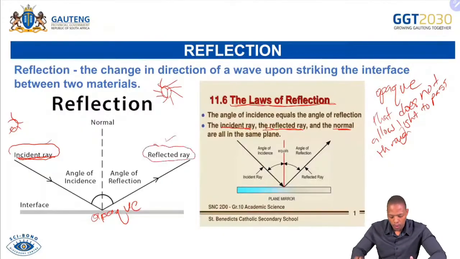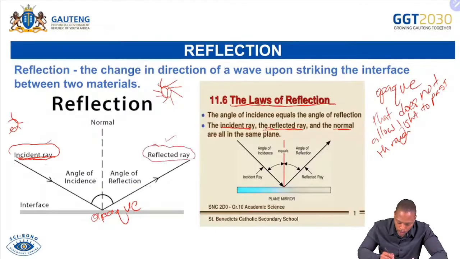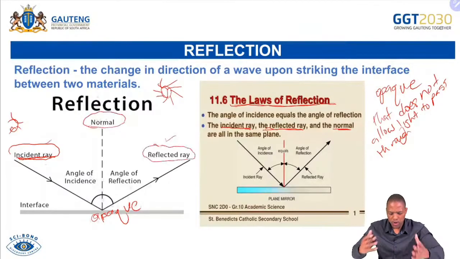Now, in between the two rays, there is an imaginary line that we usually draw. This imaginary line is drawn perpendicular to the surface of the material itself. So if it is perpendicular, we are going to call it what? The normal. It's called the normal because it is perpendicular to the surface.